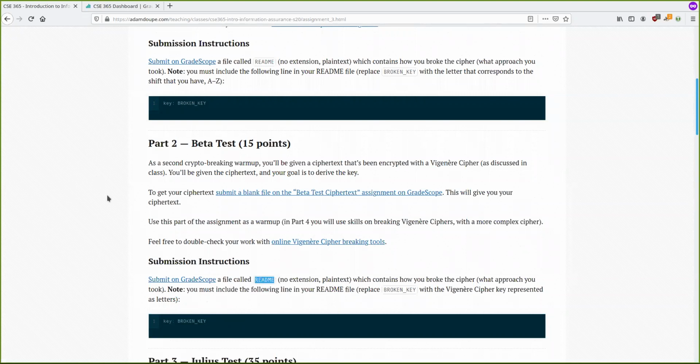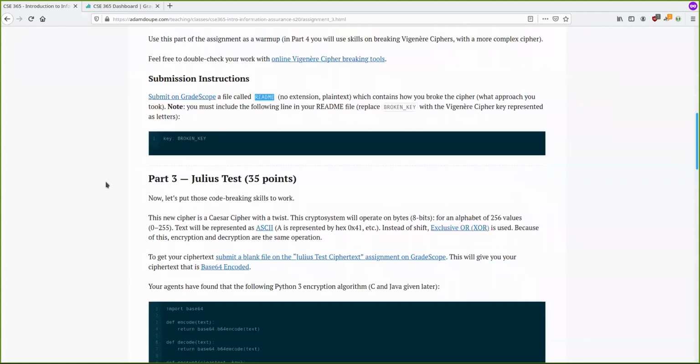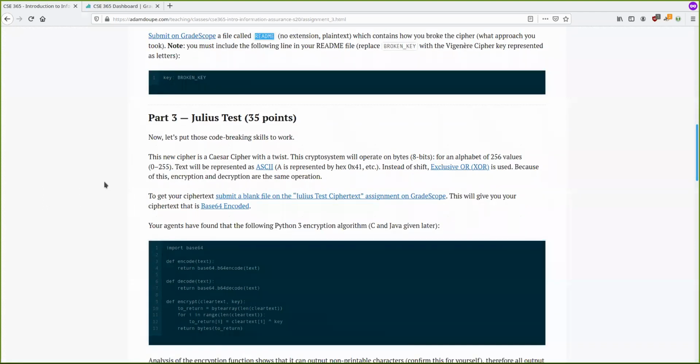Right. So part 3 is one of the more involved problems in this assignment, where we have given you a ciphertext that is again encrypted with the Caesar cipher. However, this Caesar cipher is not similar to the traditional Caesar cipher. The key difference is that instead of using just the alphabets A to Z, we will operate on bytes. So you have an alphabet of a total of 256 values ranging from 0 to 255.